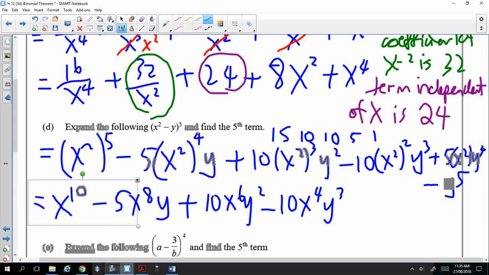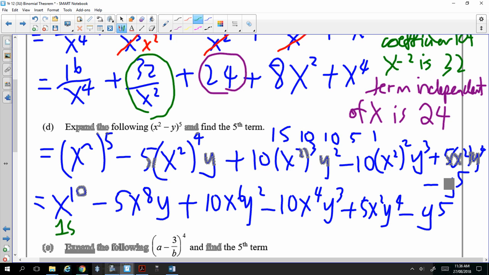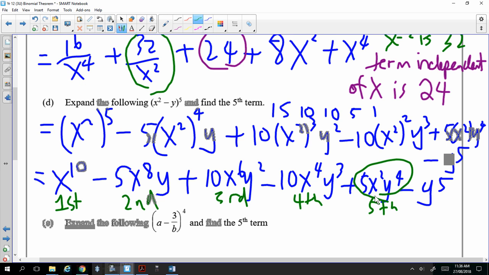And basically the fifth term, this is the first, second, third, fourth, fifth. That's the fifth term. Fifth term equal to 5x squared y power 4. And I'll leave the part E for you to try out. We'll just skip that. We'll do some expansion involving surds.